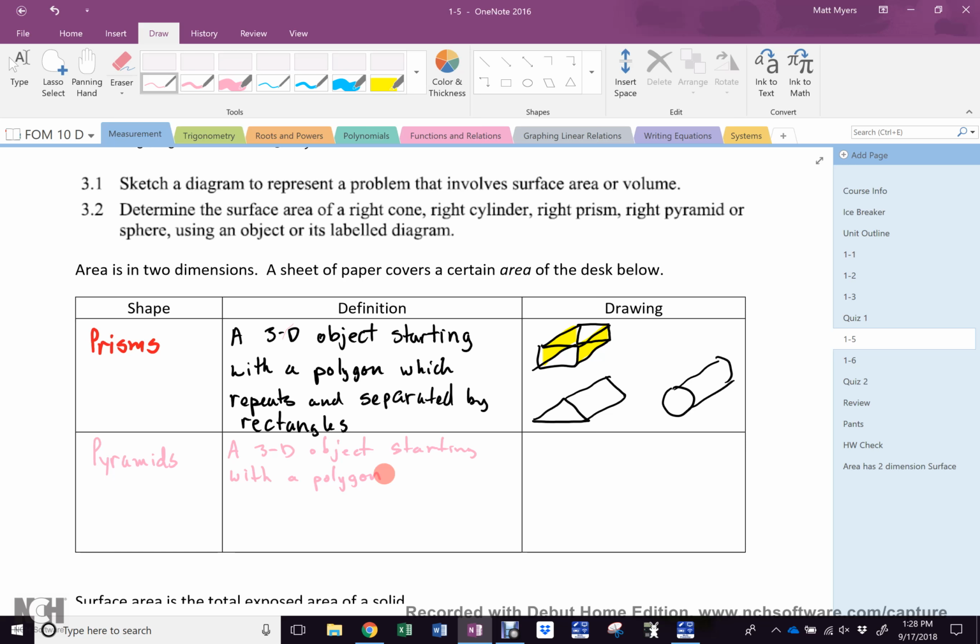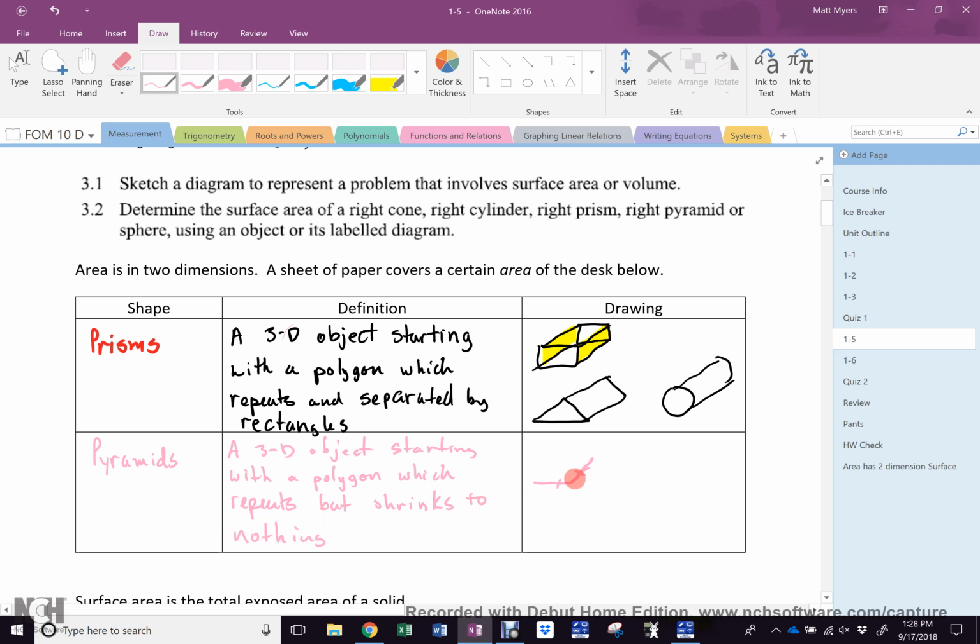All right? So it's a 3D object starting with a polygon, which repeats, but doesn't stay the same at the end, shrinks to what? To really nothing. Everyone agree? So, could I start with a square on the bottom?